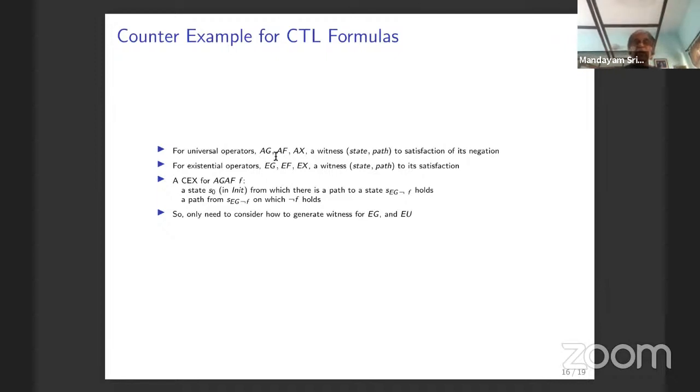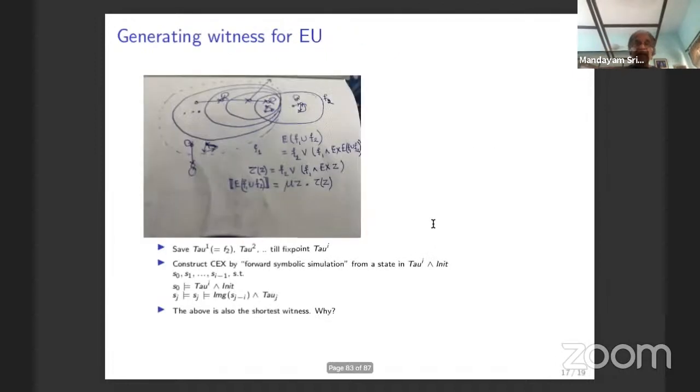Since the negation of universal operators can always be expressed in terms of an existential operation, the business of generating a counterexample to a CTL formula can be reduced to generating a witness to EG, EF, or EX of an existentially quantified thing. So you only need to consider how to generate a witness for EG and U.